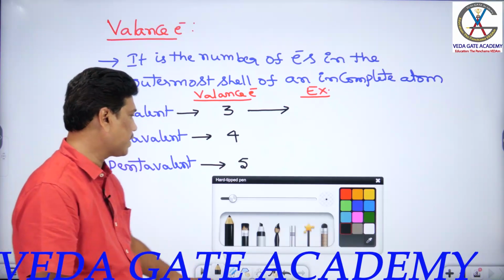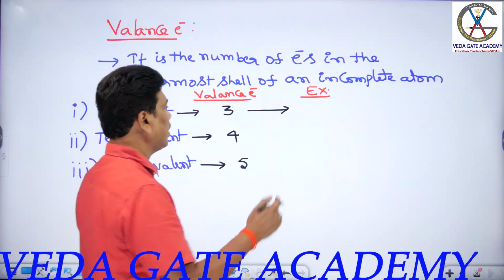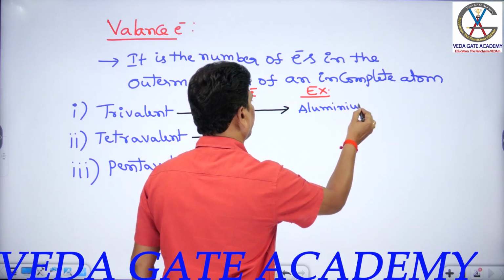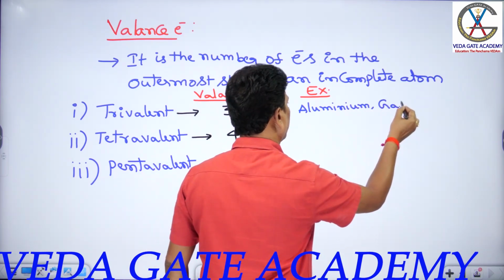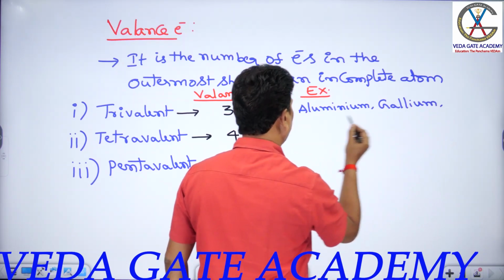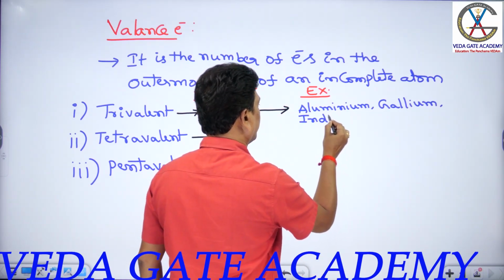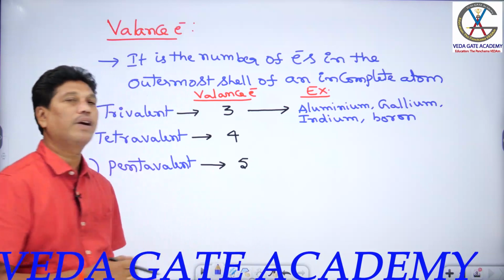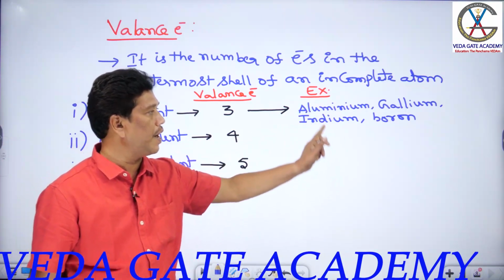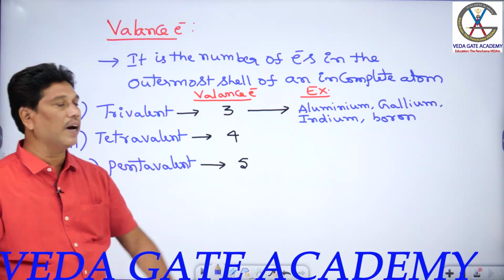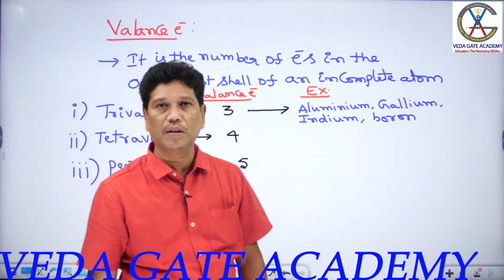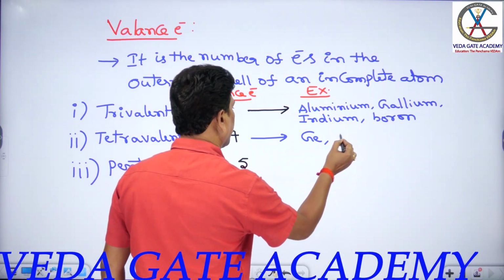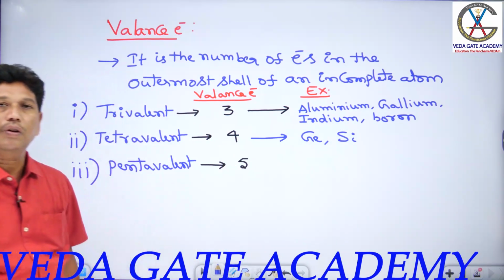Now let us go for the examples. For trivalent: aluminum, gallium, indium, boron. All these are the trivalent atoms. If I go for tetravalent, containing 4 valence electrons, just now you discussed the most popular tetravalent semiconductor materials. Those are germanium and silicon.